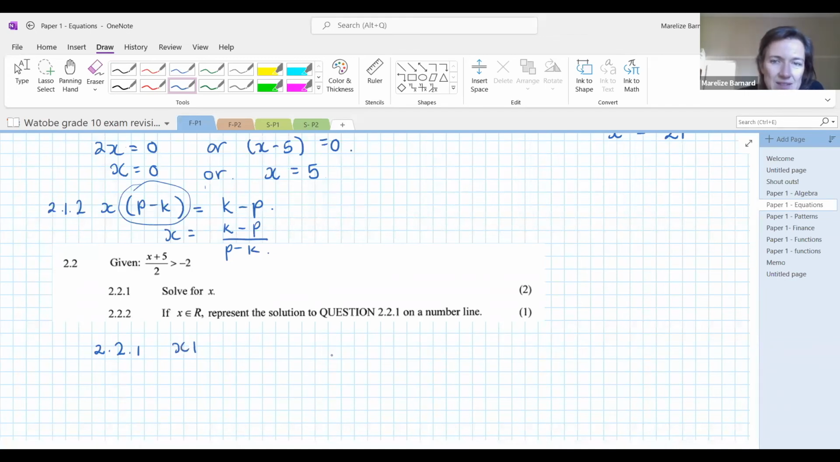Okay, so x plus 5. Masego says she loves inequalities.